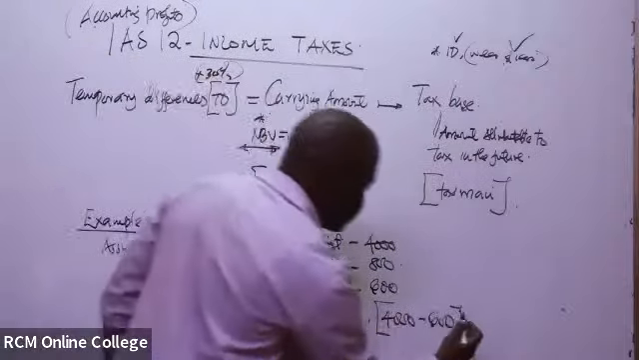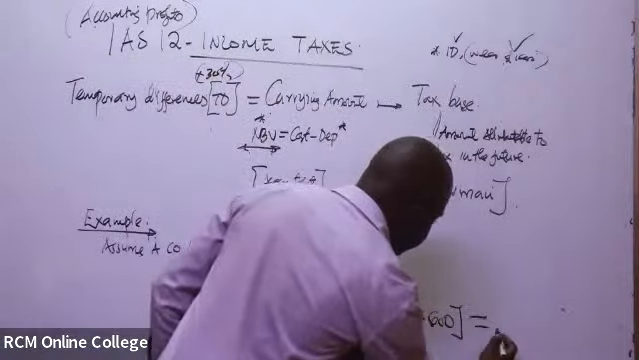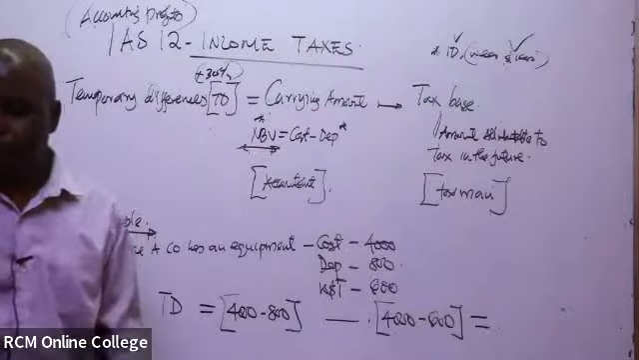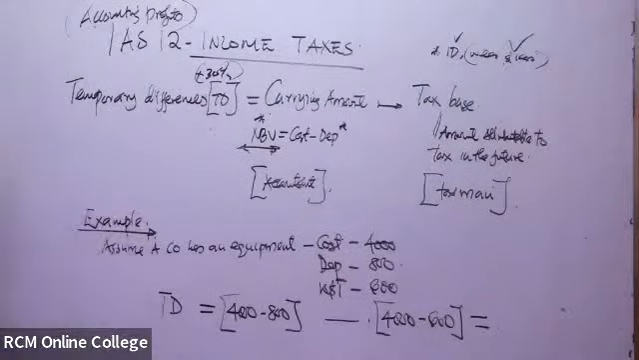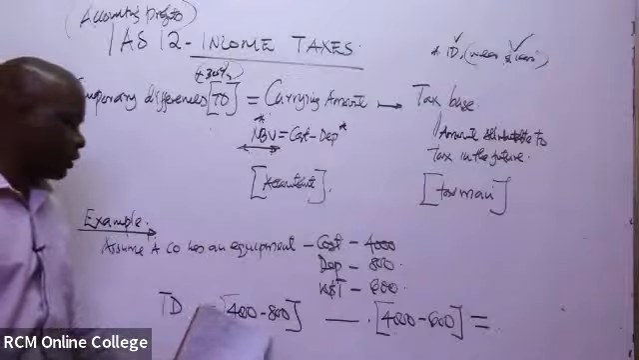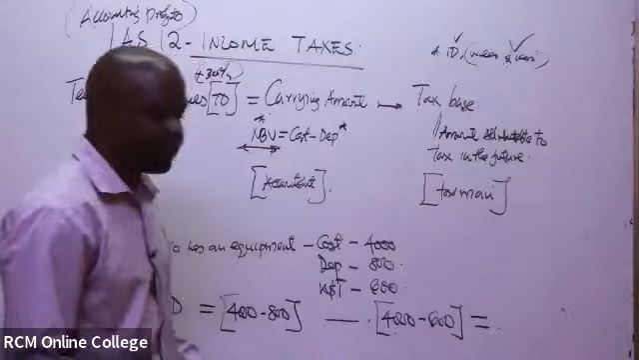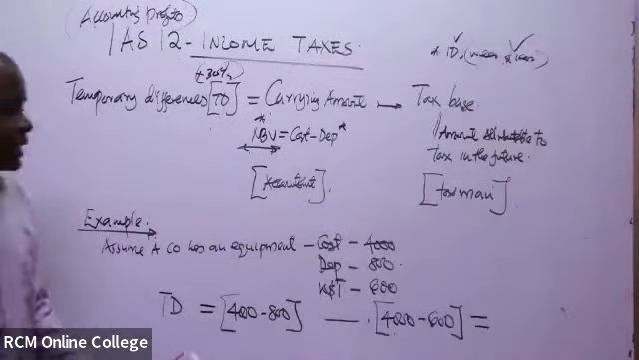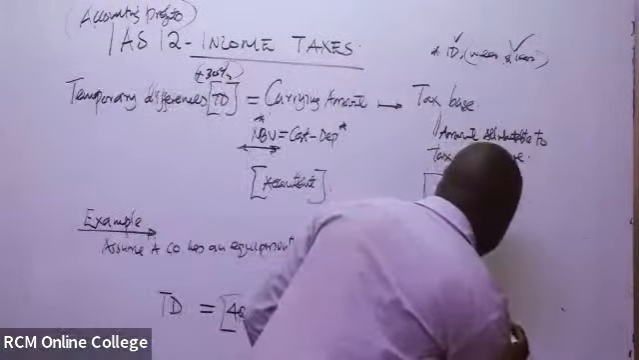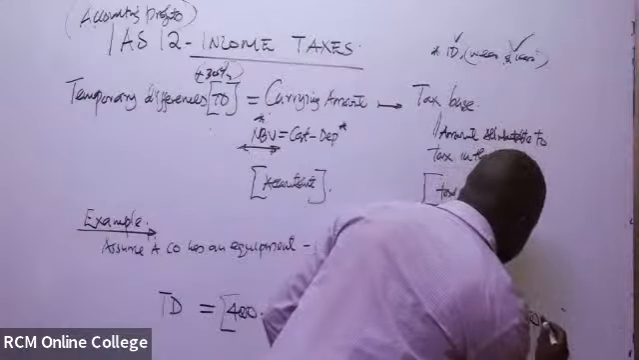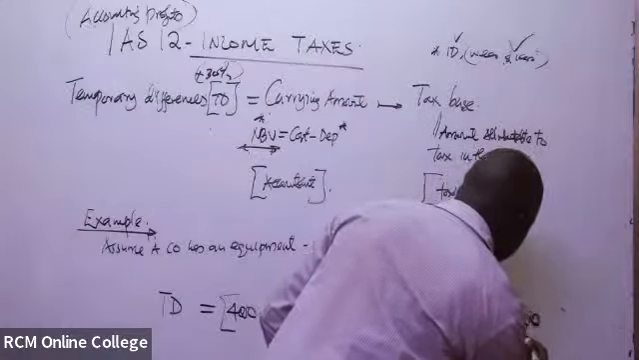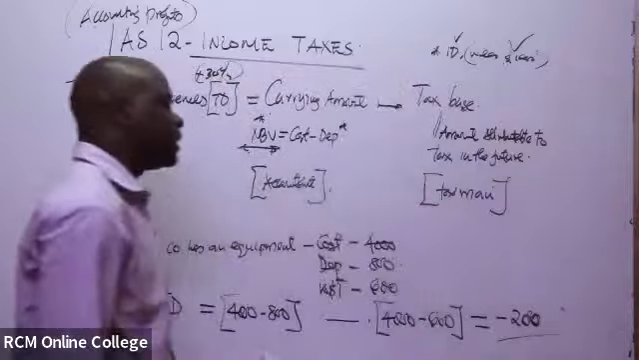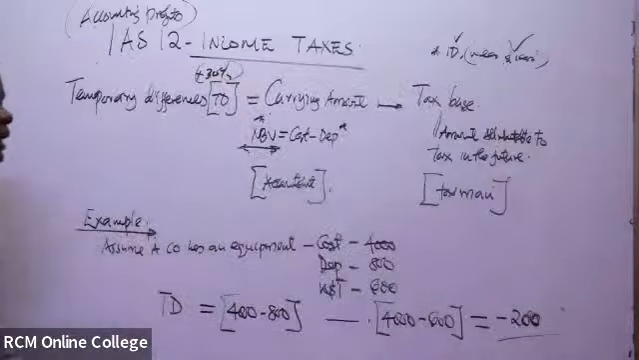So what is our temporary difference? It is this one, the figure you get here minus the figure you get here. What are you getting? You are getting a negative of 200. A negative of 200. So this basically becomes our temporary difference.